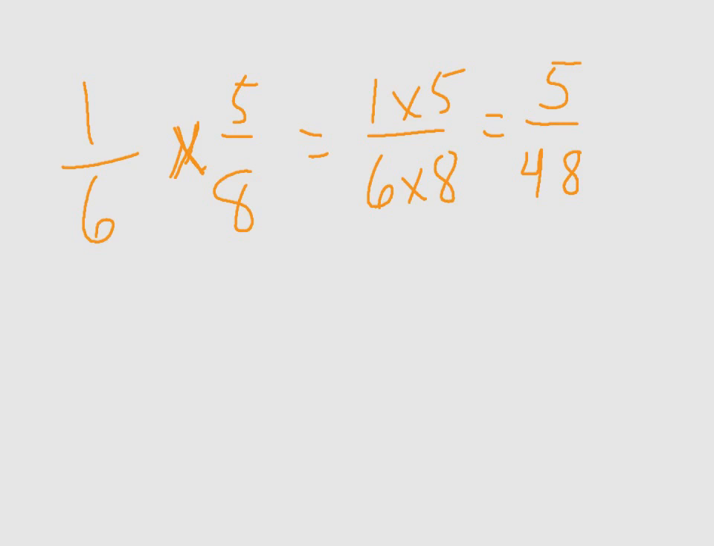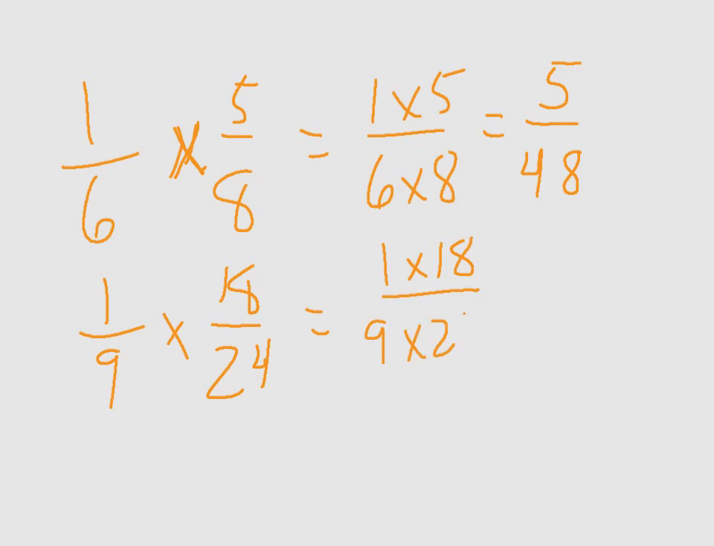Alright, well, what about 1/9 times 18/24? Well, that turns into 1 times 18 over 9 times 24. And we don't want to do 9 times 24. All right? If we can reduce early, we want to. So what we do with that is we know that 9 and 18 both divide by the same number. And that's how you reduce.